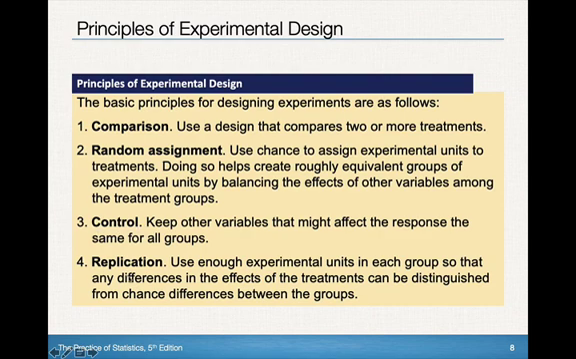And then finally, the idea of replication. Their definition says you use enough experimental units in each group so that any differences in the effects of the various treatments can be distinguished from chance differences between the groups. You don't just have one subject in each group. You have enough of them so that if there is a problem, it can be detected, basically.